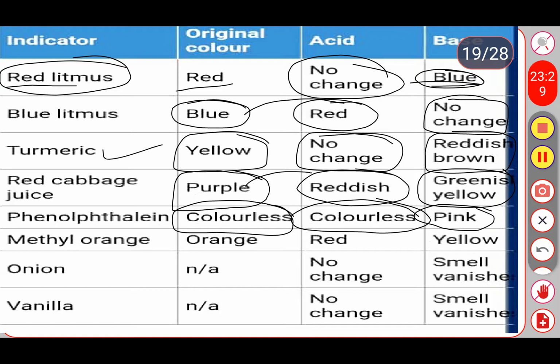Next one is methyl orange. The original color of the methyl orange is orange. It turns the solution red in acidic solution. The same methyl orange, when we dissolve in basic solution, the solution will turn yellow. So these are some of the indicators which show different colors in acid as well as in basic solutions.